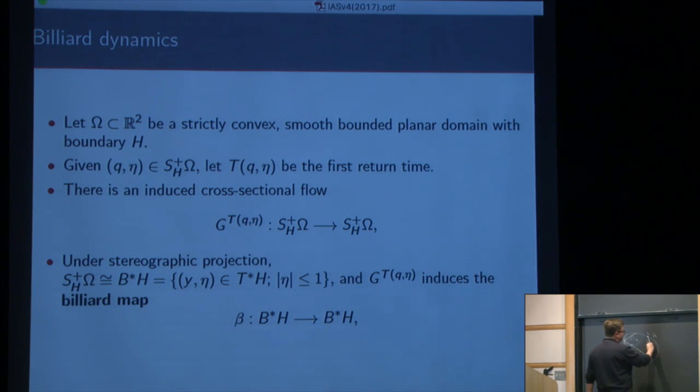Now, you can project this onto the tangent space of H, so you can talk about vectors in the ball bundle of the tangent space. It's the same thing because you just take a projection onto the boundary. So that way you get a dynamical system defined. If you use stereographic projection, like in the picture, you have a dynamical system that's defined on the coball bundle of H, which I view here as the boundary of this domain. And so you have this billiard map beta. This is the billiard map on the coball bundle.